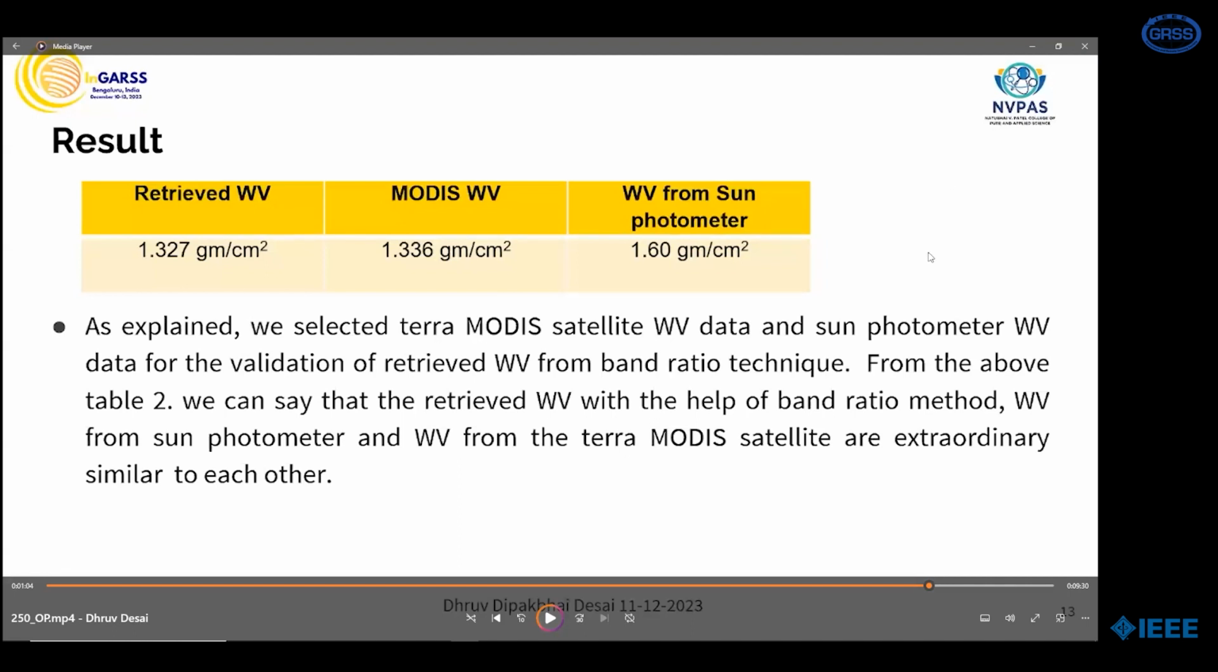So from this, we can say that we selected the Terra MODIS satellite water vapor data and sun photometer water vapor data for the validation of the retrieval of water vapor from the band ratio technique. And from the above table, we can say that the retrieved water vapor from the band ratio method, the water vapor from the sun photometer, and the water vapor from the Terra MODIS satellite data are very similar to each other. So we can say that the water vapor retrieval from this band ratio technique, which we have proposed here, is correct.